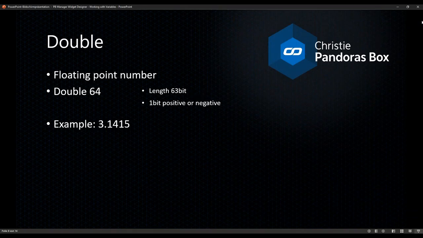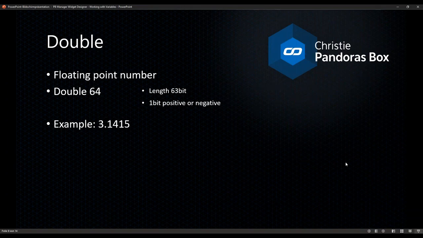Then we have the double. A double is a floating point number with 64 bits, and the length is 63 bits. That means the precision is as high as 63 bits can display. And again, as with the integer, 1 bit is used for positive or negative. Are there any questions so far? Nothing at the moment. All right.